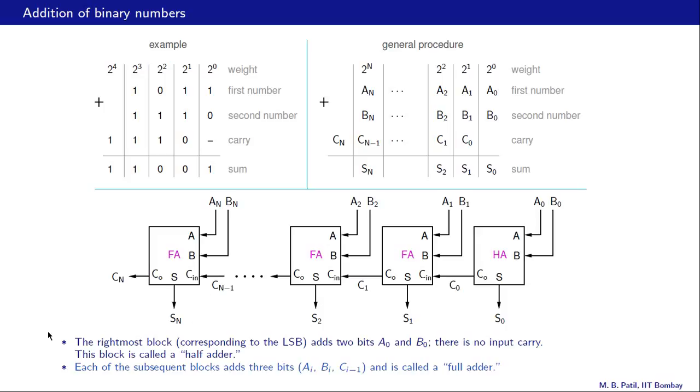Alright, so let us summarize. The rightmost block corresponding to the LSB adds two bits A0 and B0 there. There is no input carry. This block is called a half adder, and each of the subsequent blocks adds 3 bits Ai, Bi, and Ci-1 coming from the previous stage, and these blocks are called full adders.